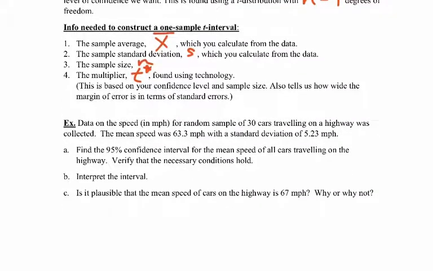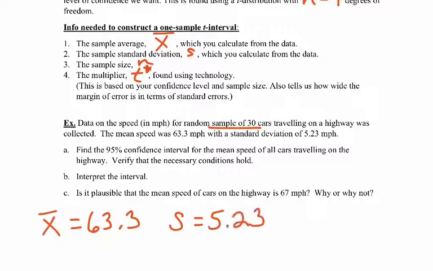So let's take a look at an example. Data on the speed in miles per hour for a random sample of 30 cars traveling along a highway was collected. The mean speed was 63.3 miles per hour, and the standard deviation was 5.23. Now, those are both statistics, right? Because they come from my sample of 30 cars. So if you want to jot some things down, you can say x bar is equal to 63.3, and my sample standard deviation is equal to 5.23.